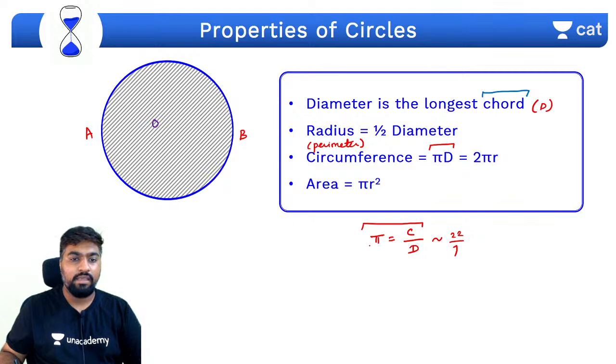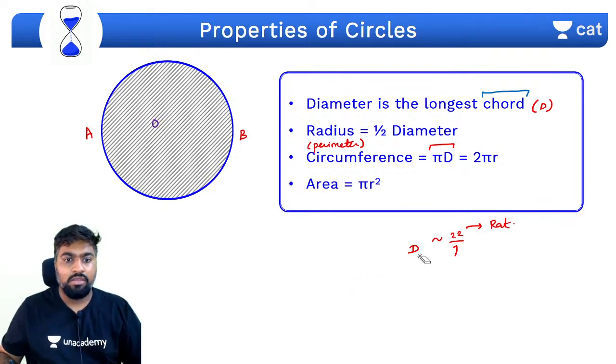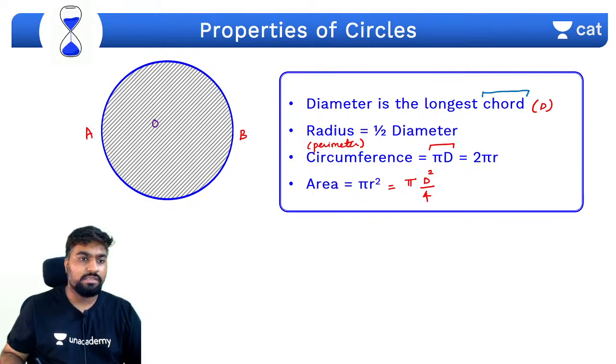That is why we say pi is an irrational number, but 22 by 7 is rational. Got it? Pi is actually irrational, but 22 by 7 is rational. So with the value of pi, you can also find the area, which is pi r square, or can also be written as pi into d square by 4. So a quarter of the square of the diameter into pi will give you the area of the circle.